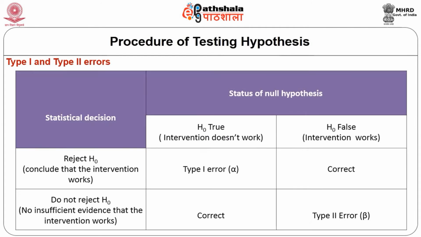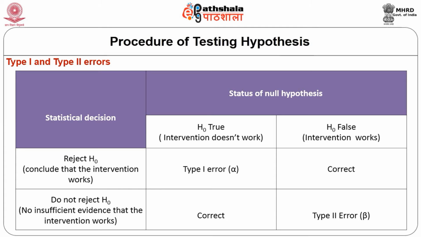For example, if you see the screen, as an example of type 1 and type 2 errors, we have a table with the statistical decision and the status of the null hypothesis. When the statistical decision is to reject the null hypothesis, that means we conclude that the intervention works, and if the null hypothesis is actually true, that means the intervention does not work, and that will yield the type 1 error alpha. That means that 5% or less of the cases are not following the population, or are by chance.